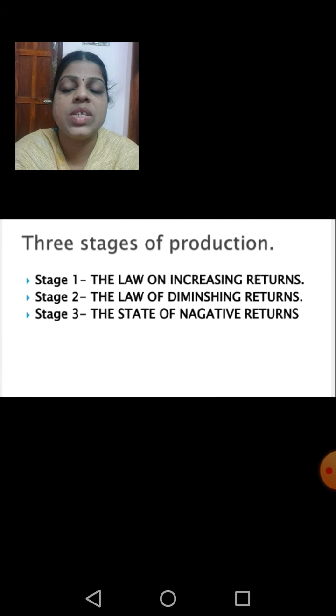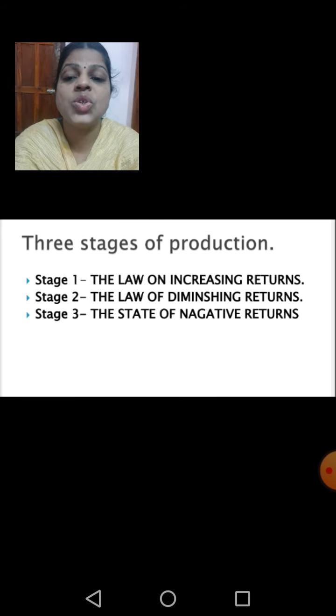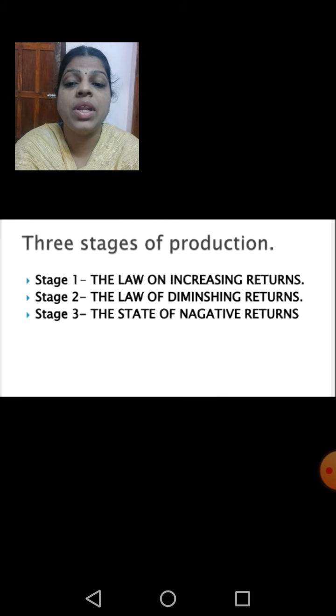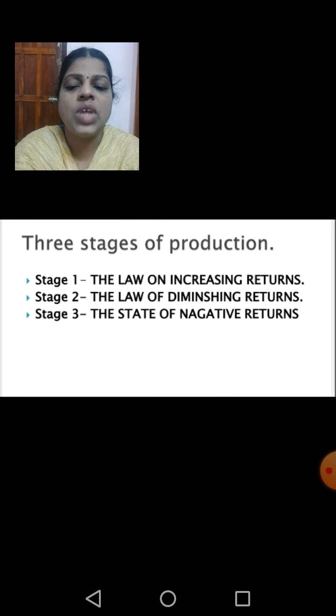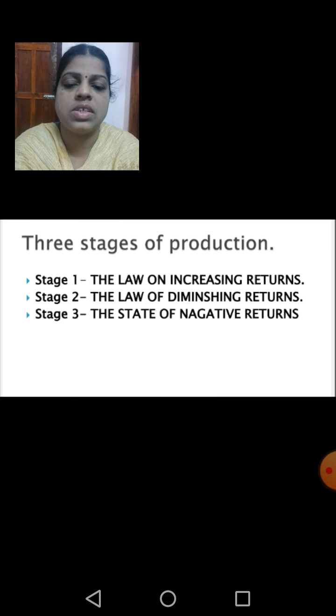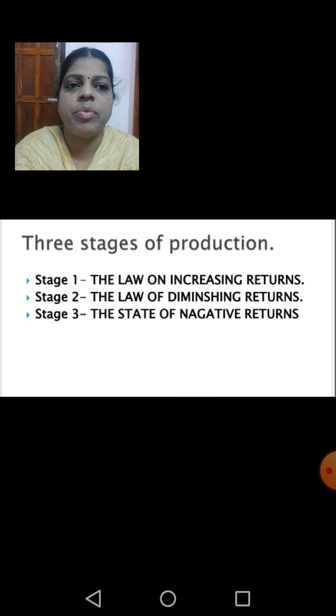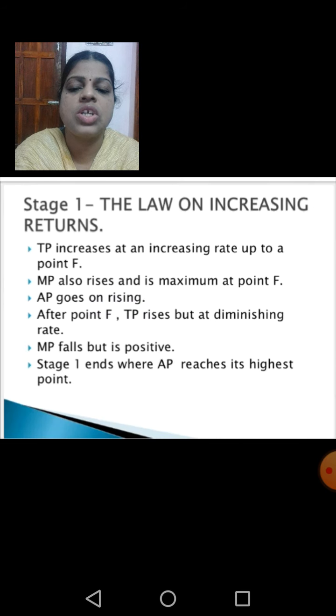Three stages of production. Stage 1 is known as the law of increasing returns. Stage 2 is the law of diminishing returns. Stage 3 is the state of negative returns. So these are the 3 stages of production. The first one is the law of increasing returns. The second one is the law of diminishing returns. The third one is the state of negative returns.